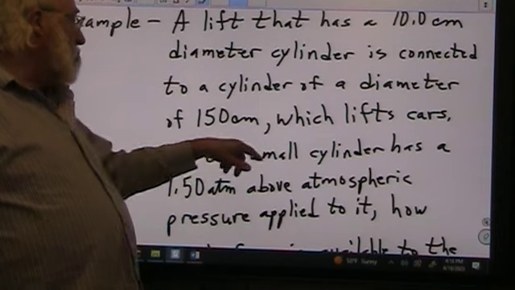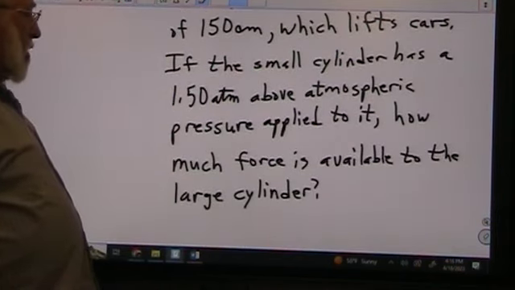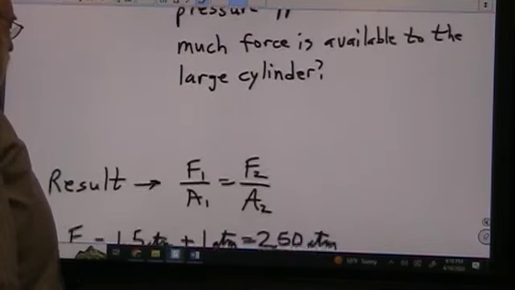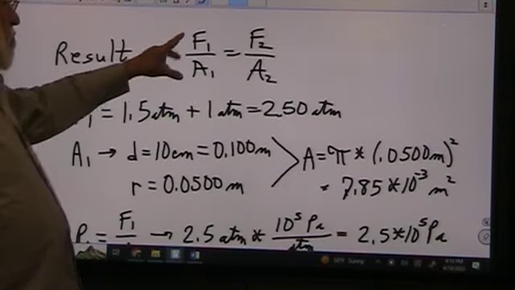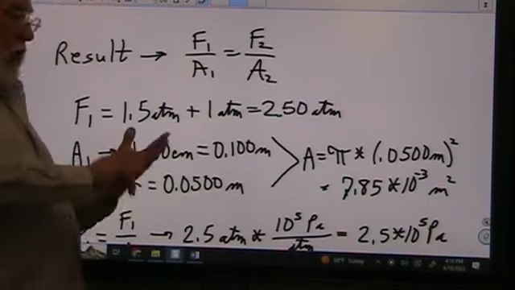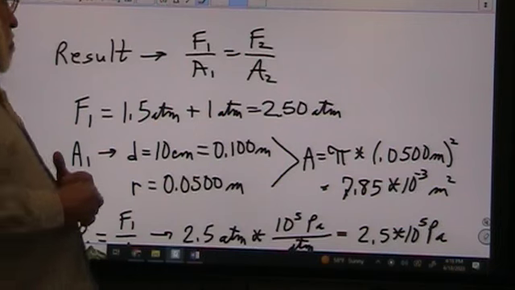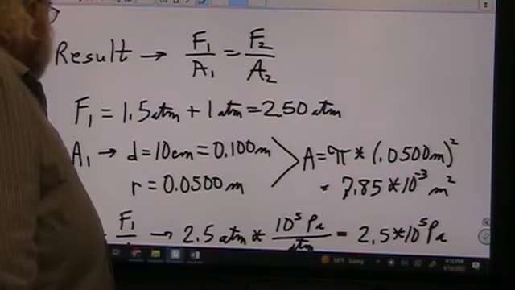If the small cylinder has 1.50 atmospheres above atmospheric pressure applied to it, how much force is available to the large cylinder? So we're going to use Pascal's principle here, F1 over A1 equals F2 over A2. The first force is the 1.5 atmospheres plus the additional 1 atmosphere already being applied to it. So that's a total of 2.5 atmospheres.